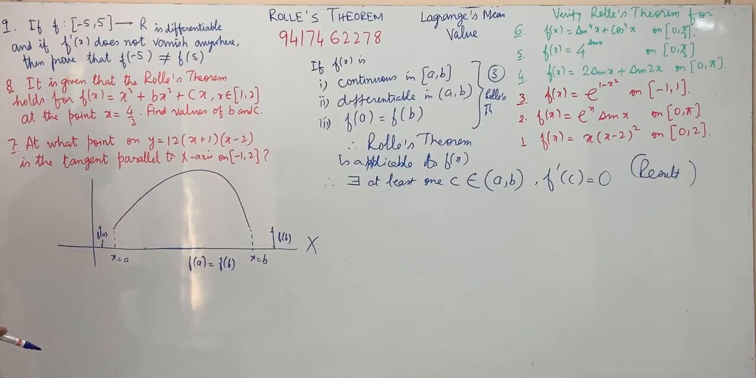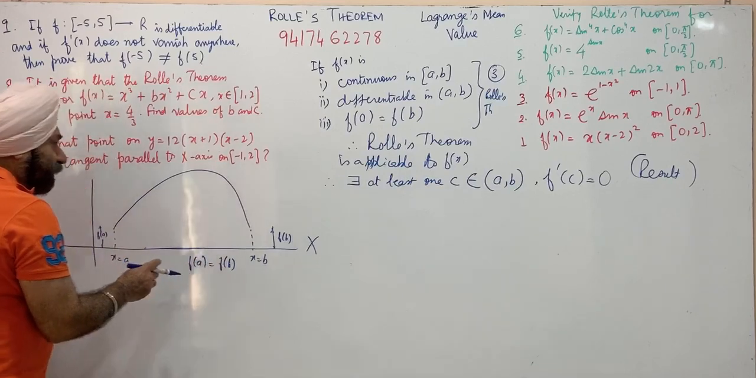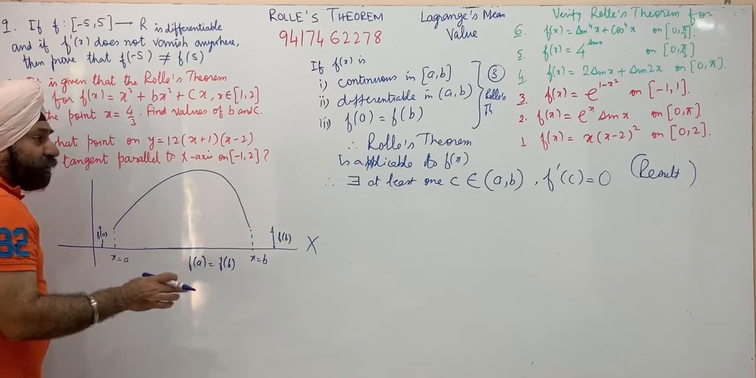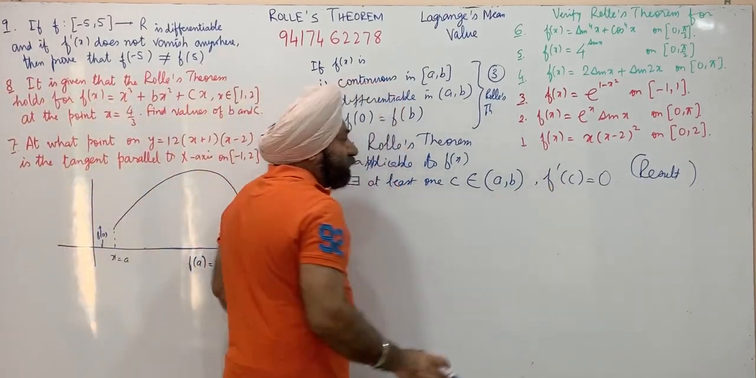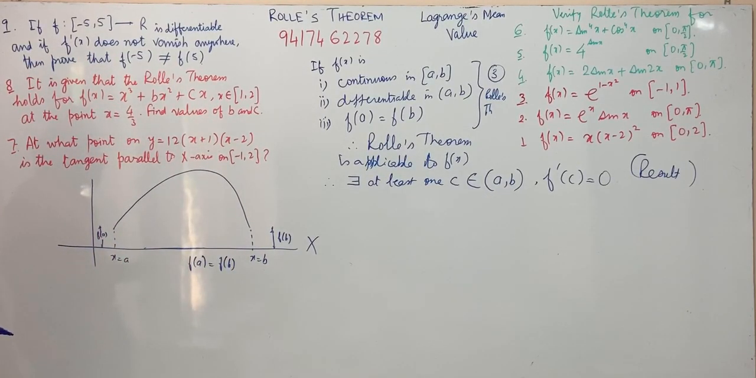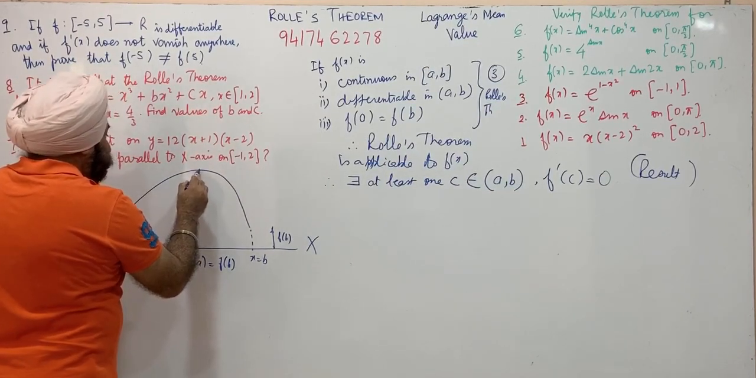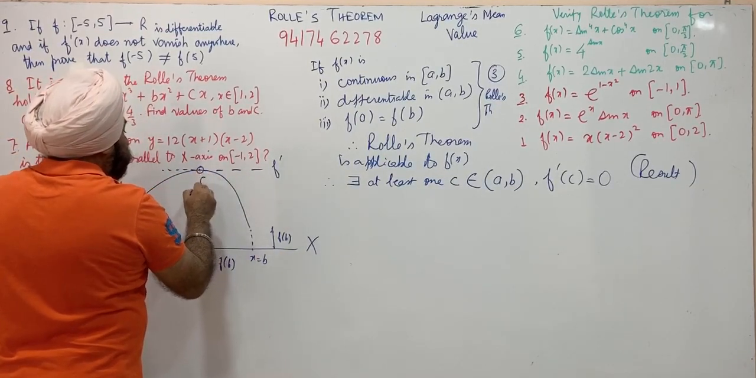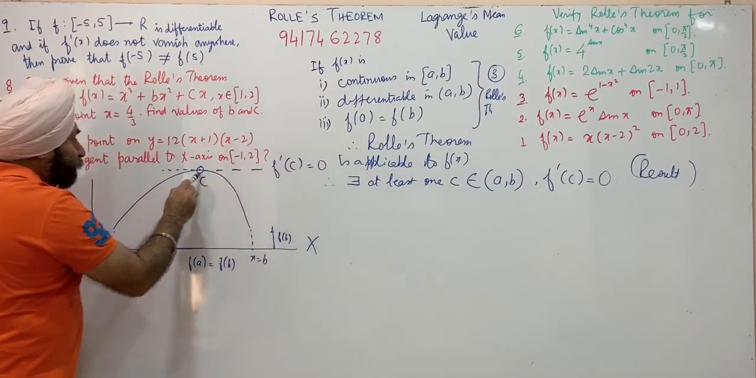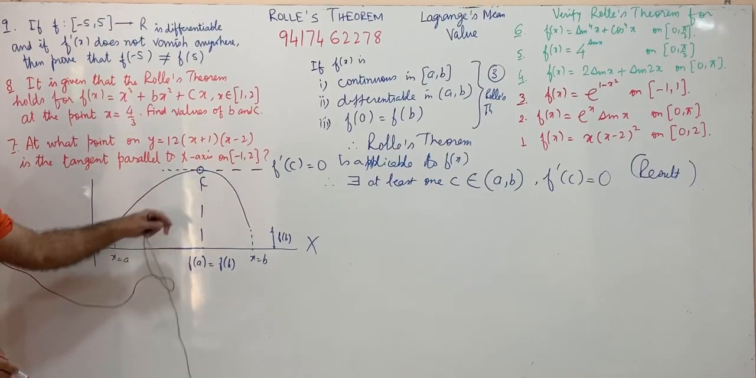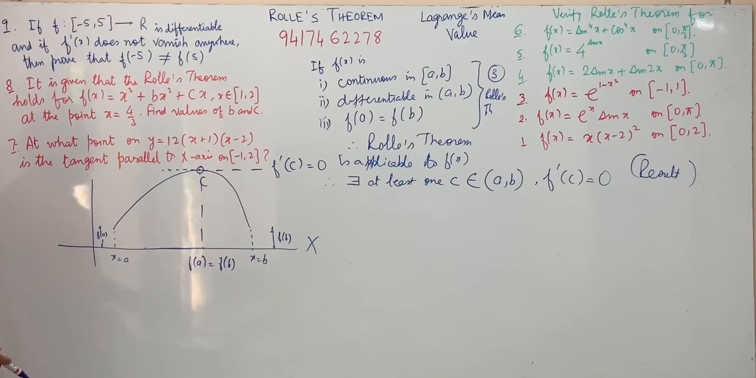Now what is the result of Rolle's theorem? The result is that there exists at least one value of x, which is c between a and b, where f dash of c is equal to 0. F dash of c equal to 0 means the derivative of the function is 0. Derivative 0 means the tangent is parallel to the x axis, that is, we have a horizontal tangent, and we can see it's this point. This is point c, and f dash of c is equal to 0. This c is a number lying between a and b. Using Rolle's theorem we find this point c.